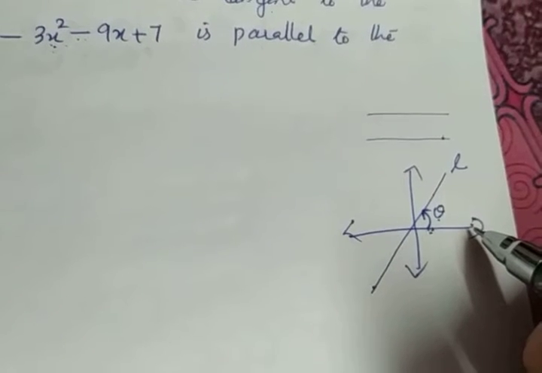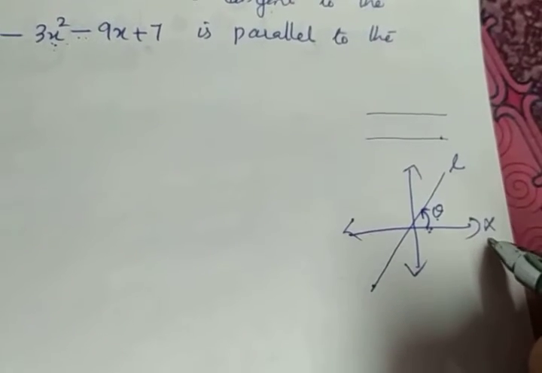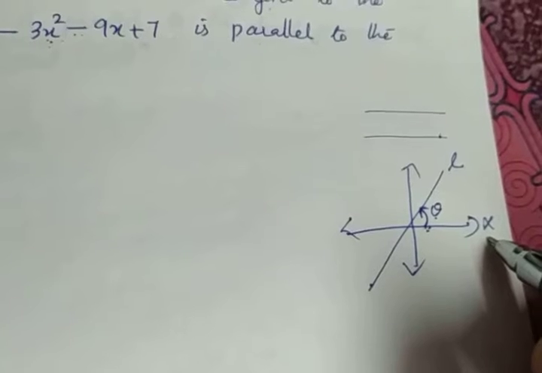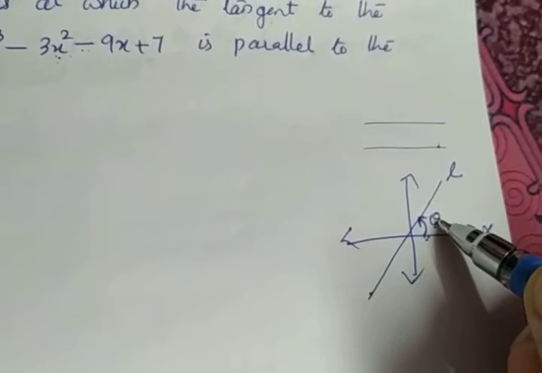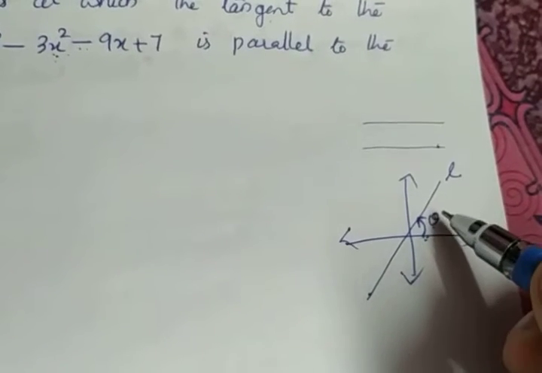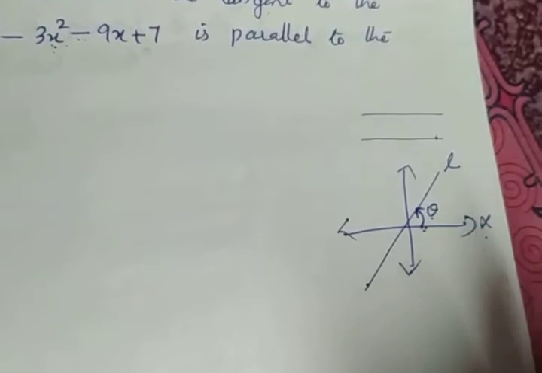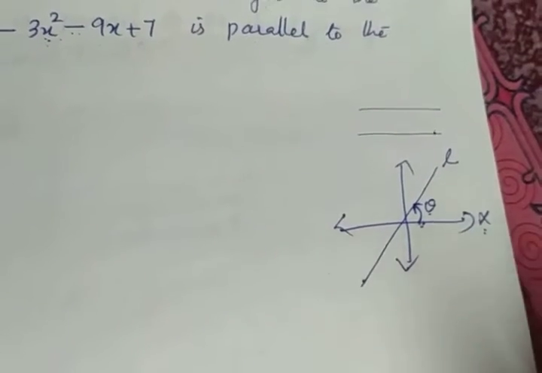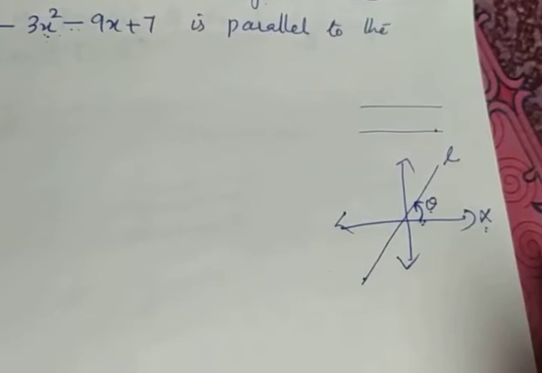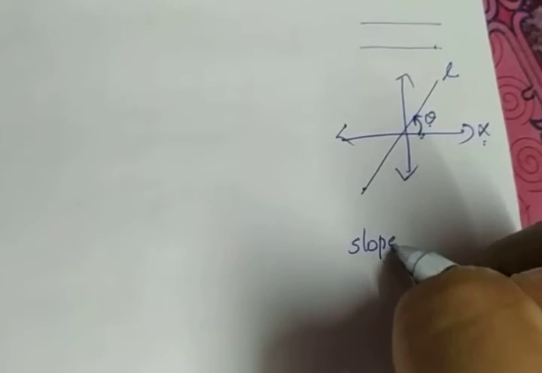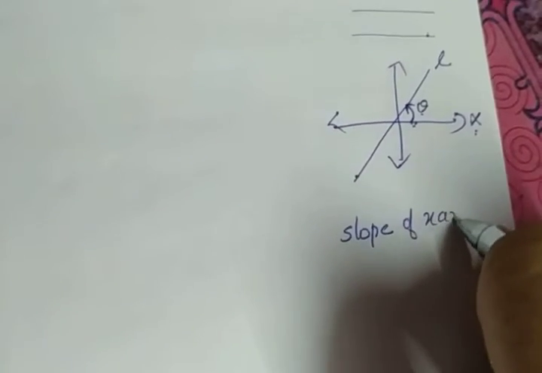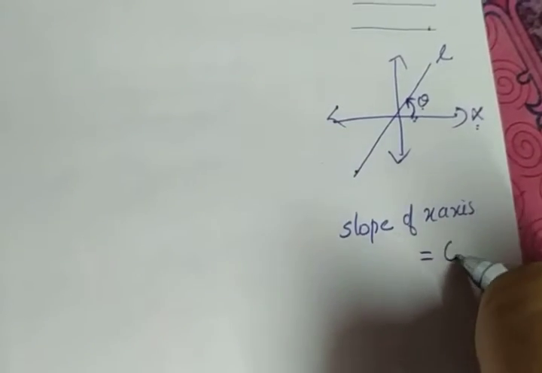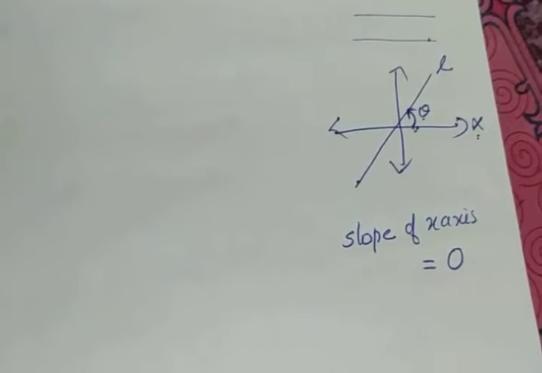What will be the slope of x-axis? The x-axis is this line itself. When we calculate the slope, we calculate the angle the line makes with the x-axis. Here the line itself is the x-axis. So what is the angle made by x-axis to the x-axis? It is 0. So the slope of x-axis is 0. It must be recorded in your mind.